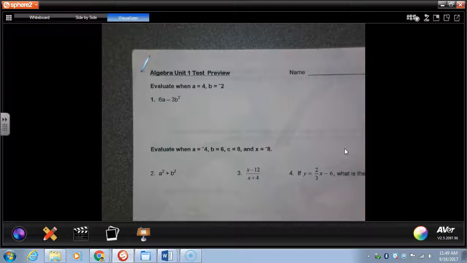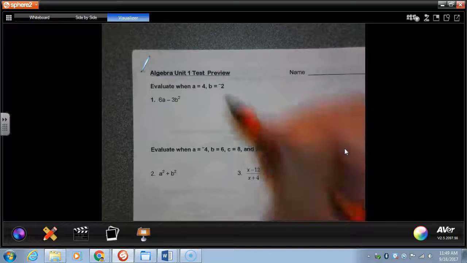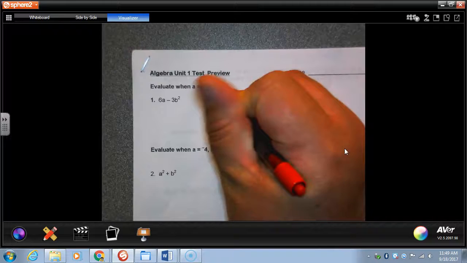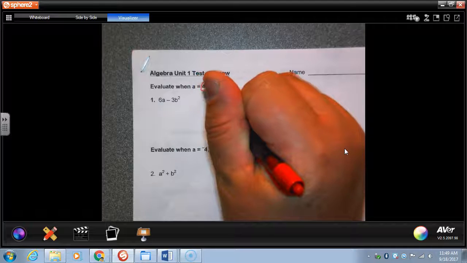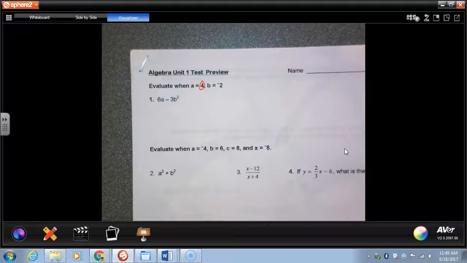Okay, Unit 1 test preview. The first thing we did was evaluate expressions this year. When you see an A, you're going to substitute the value 4 for that A.